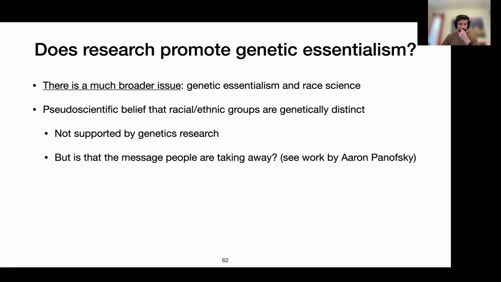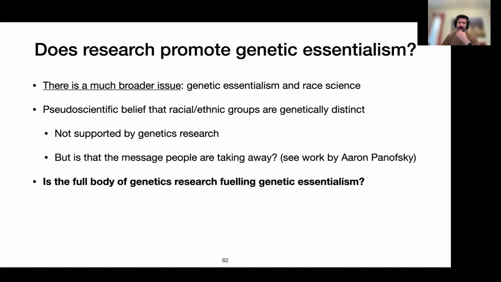There's a lot of work by Aaron Panofsky, who's written quite a bit about this. But my question is, the full body of genetics research, is it fueling genetic essentialism? We might say we don't want to fuel that, but how would we study that? And I thought, okay, well, maybe we could use Wikipedia as a data source.